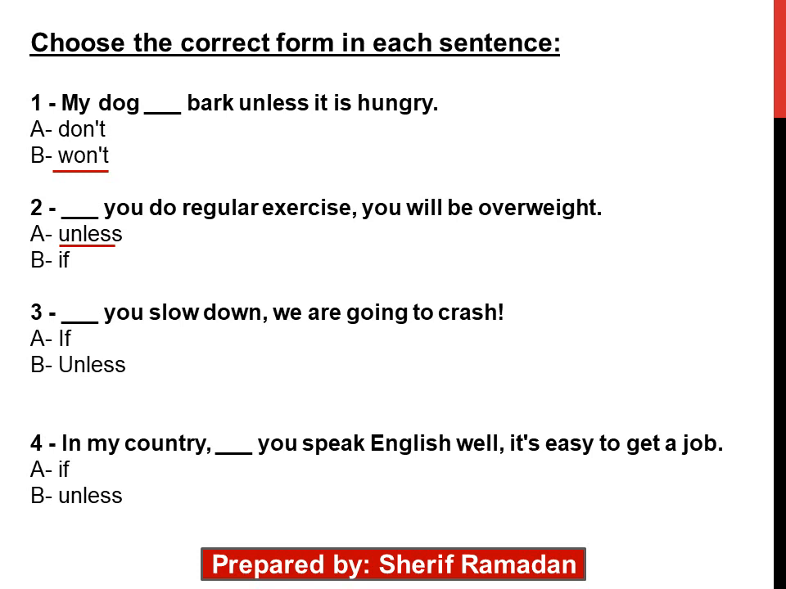Number 3, blank you slow down, we are going to crash. The answer is unless. Unless you slow down, we are going to crash. Number 4, in my country, blank you speak English well, it's easy to get a job. The answer is if. In my country, if you speak English well, it's easy to get a job.